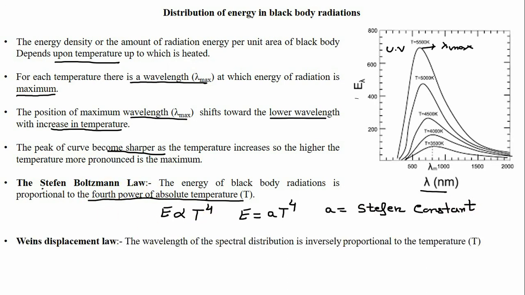The second law is Wien's displacement law, which deals with the wavelength distribution. It says, we already know wavelength is decreasing with increased temperature, so the wavelength of the spectral distribution is inversely proportional to temperature. So we can write that the wavelength, or the lambda max, is inversely proportional to temperature. Or we can write that the product of this maximum wavelength with temperature is constant.